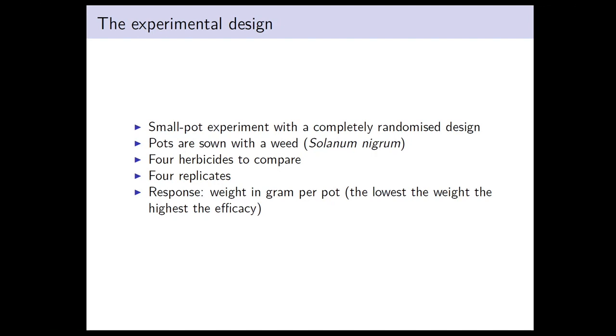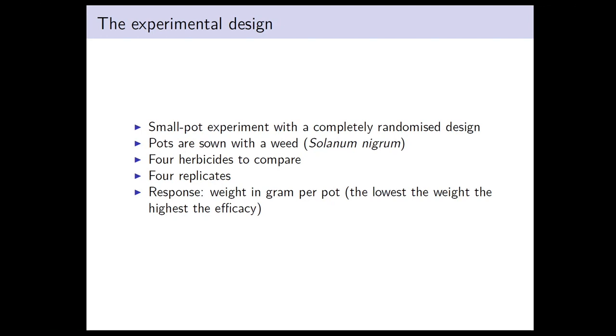So here we have a small plot experiment with a completely randomized design. If you remember, with a completely randomized design, the treatments are allocated totally at random to the experimental units. In this case, we had pots that were the experimental units, and these pots were sown with a weed plant, Solanum nigrum. It doesn't matter, it is a plant, and we want to kill it. That is our job.